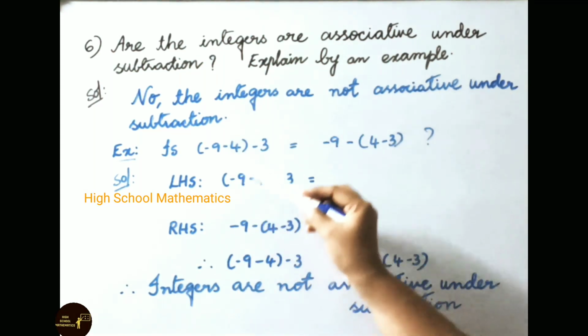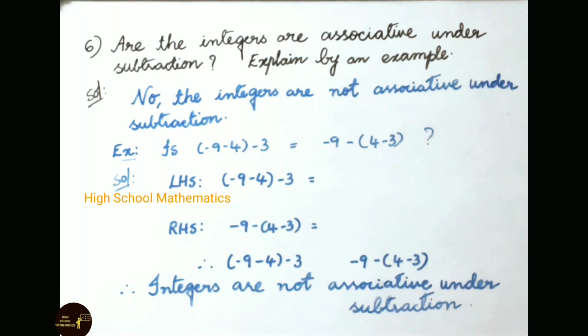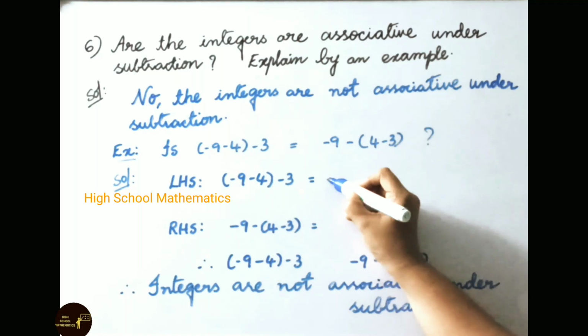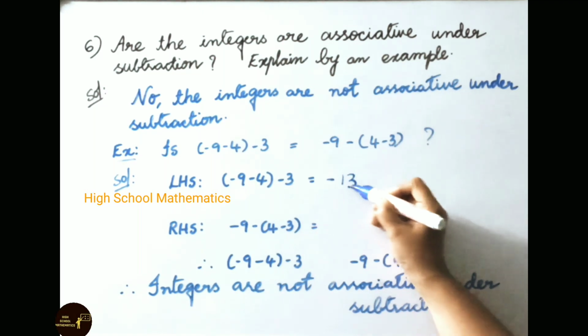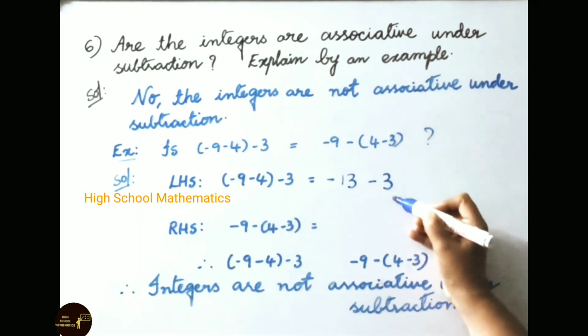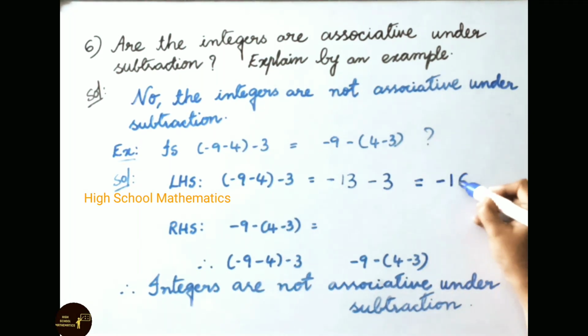Let us take the LHS, that is the left hand side part: minus 9 minus 4 minus 3. First we have to solve the value present in the brackets. Here both have the same sign. We have to do addition and keep the minus sign. So put minus sign, 9 plus 4 is 13. Then write down the next integer, that is minus 3. Minus 13 minus 3 equals minus 16. Here both have the same sign, so we do addition: 13 plus 3 is 16, and both having minus sign, so the answer is minus. So the LHS answer is minus 16.